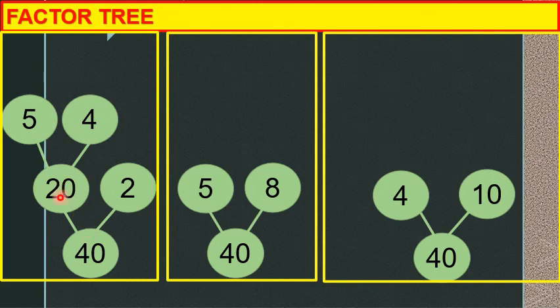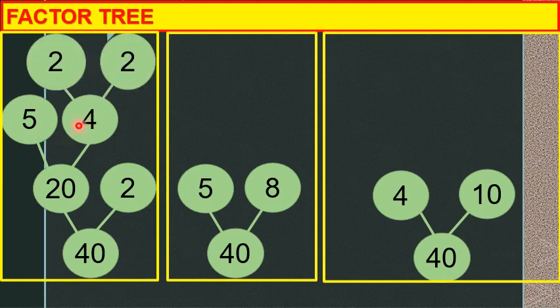Now consider this 20. 5 4s give 20. So 20 is divided into 5 and 4. 5 cannot be further divided. It is a leaf because no two numbers when multiplied together give 5.